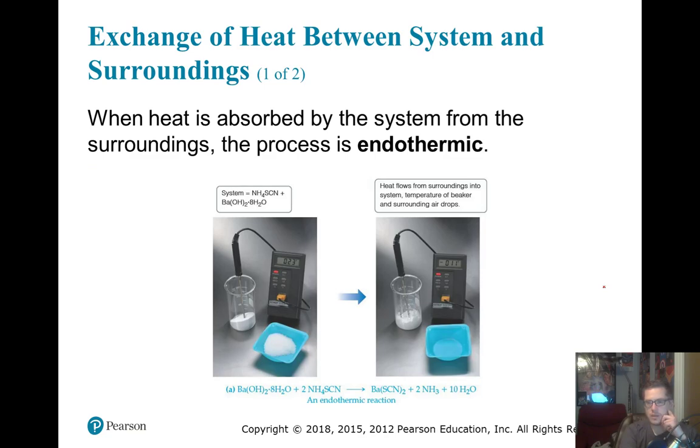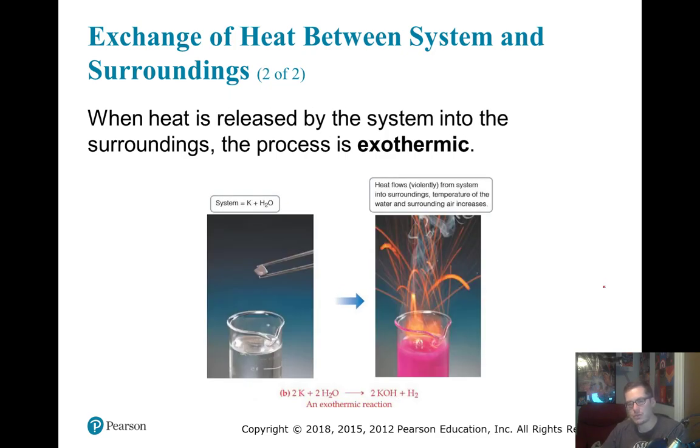Just a couple more things here. When heat is absorbed by the system from the surroundings, the process is endothermic, and you should be used to this. Like ice packs, the non-temperature activated, the chemical energy ones, they steal heat from the surroundings. It's endothermic. When heat is released by the system into the surroundings, the process is exothermic. Both these terms should be pretty easy. You should know this stuff by now.